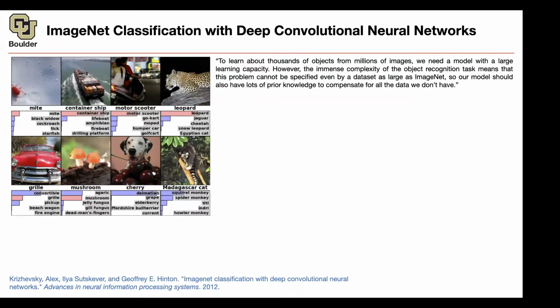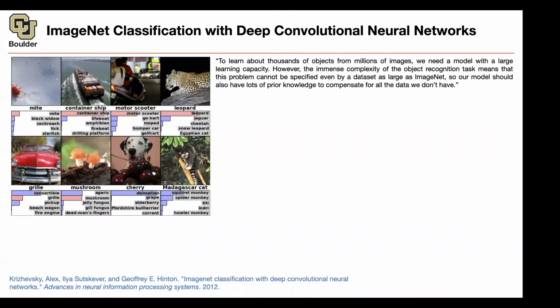And I'm going to have a quote from that paper. It's actually from Jeffrey Hinton. It says, to learn about thousands of objects from millions of images, that data set that you're seeing is the ImageNet data set. It has millions of images. And there are thousands of objects. There are actually 1,000 objects. These are the labels.